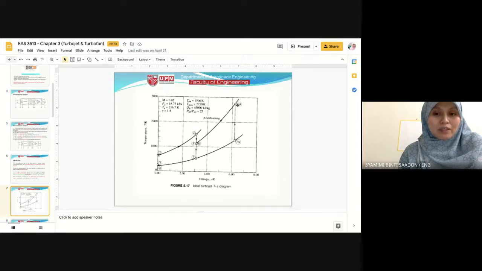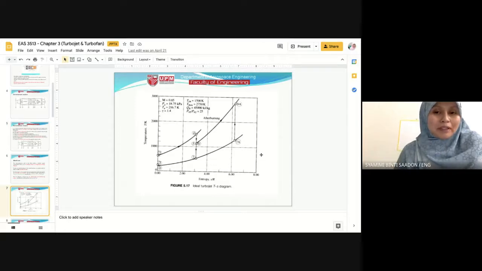If we have an afterburner, then it is 6A to 7A. This is a nozzle, and this is also a nozzle, depending on whether we have an afterburner or not. Last one, 7A. Actually, this should be drawn like a dot, because the cycle is open. It's not a closed cycle. From 7A, the fluid in the engine is rejected to the ambient environment. So this is the ideal turbojet TS diagram.